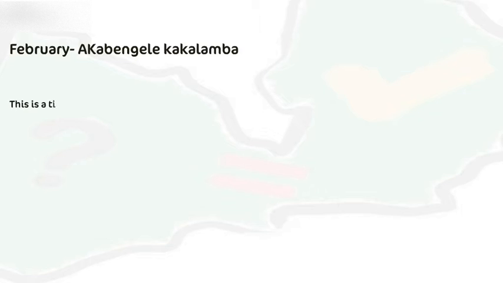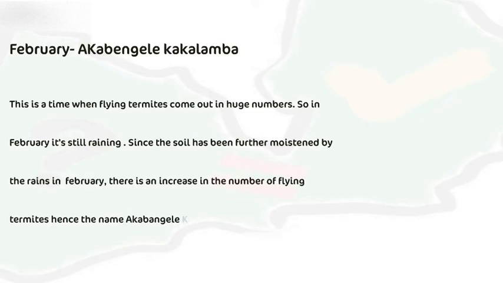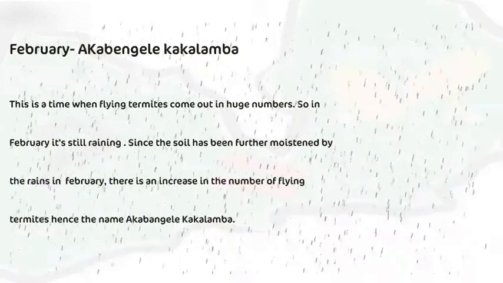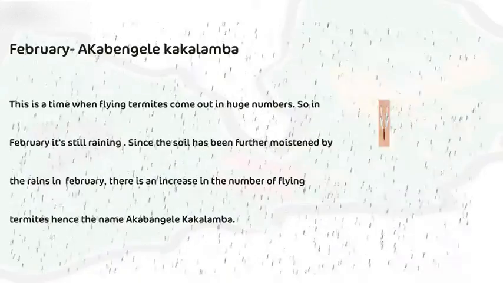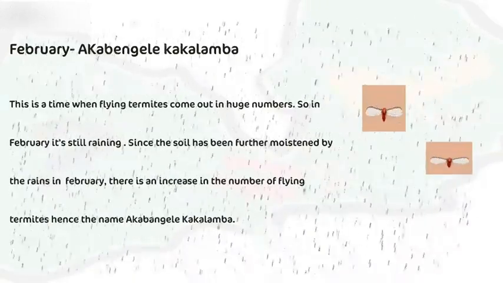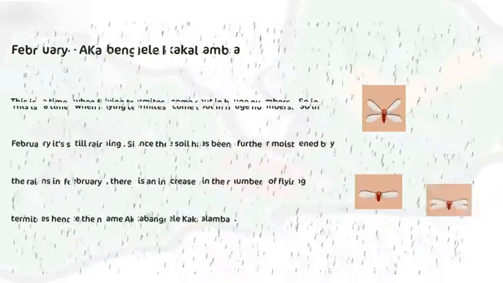February is called Akabengele Kakalamba. So this is a time when flying termites come out in huge numbers. In February, it's still a rainy season. Since the soil has been further moistened by the rains in February, there is an increase in the number of flying termites, hence the name Akabengele Kakalamba.